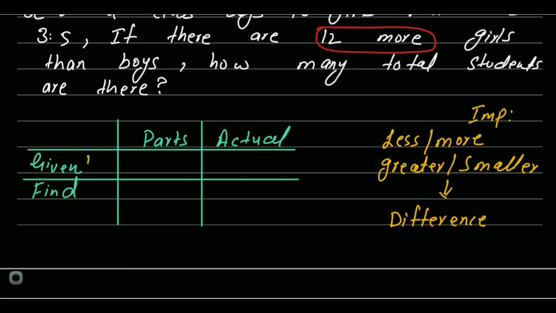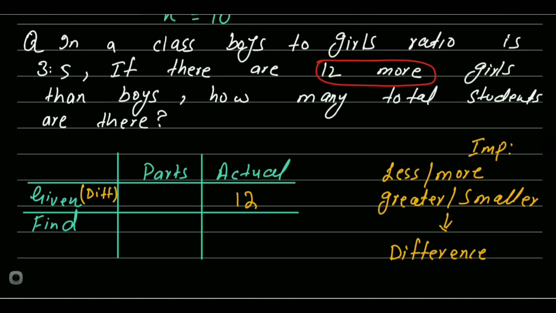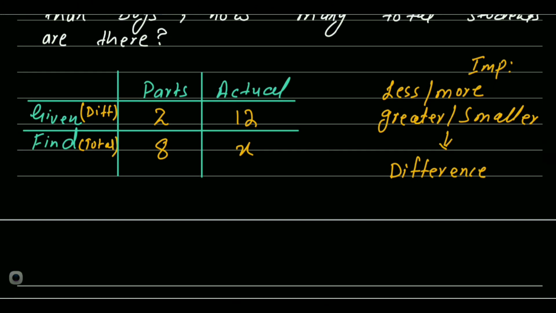So how will we fill it? This is difference, and actual difference is 12. And what is the difference of the ratio? 5 minus 3 is 2. And what do we have to find? How many total students? So we have to find total. So you will write here the word total, and we have to find its value. And what is the ratio? Total ratio 5 plus 3, that is 8. So this is the way you will fill these boxes.